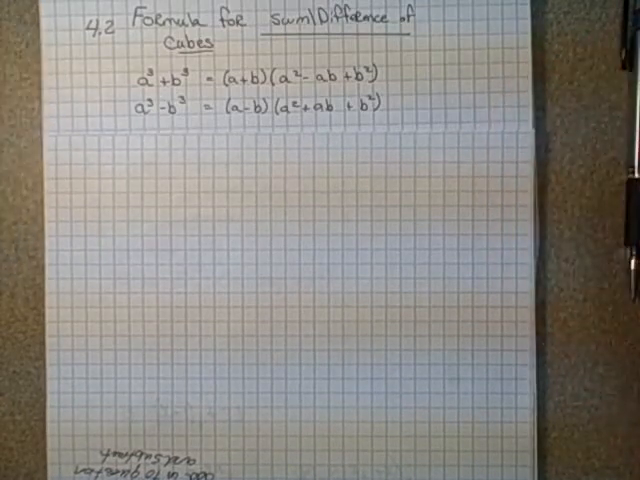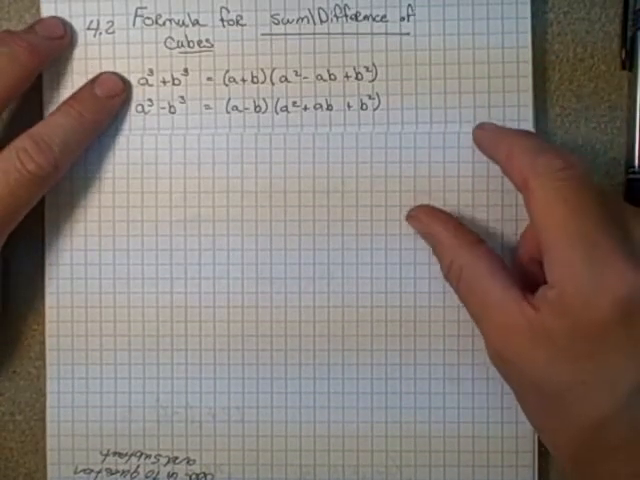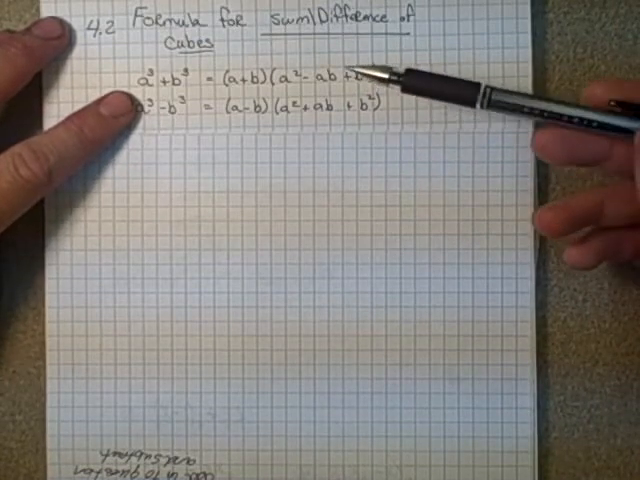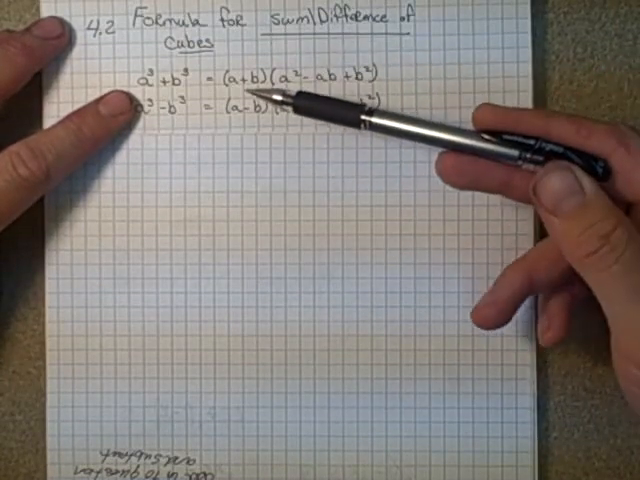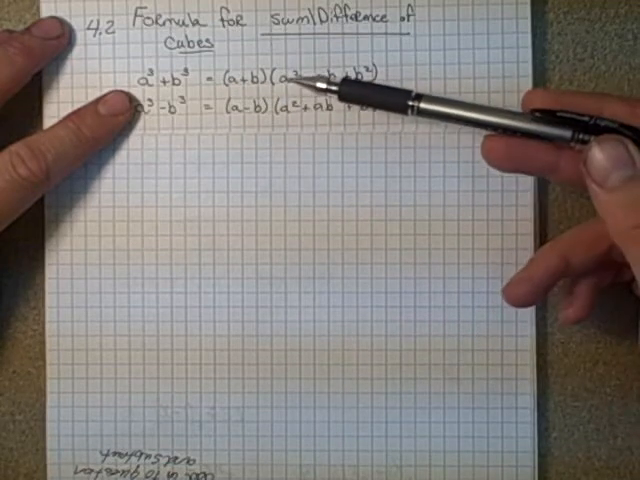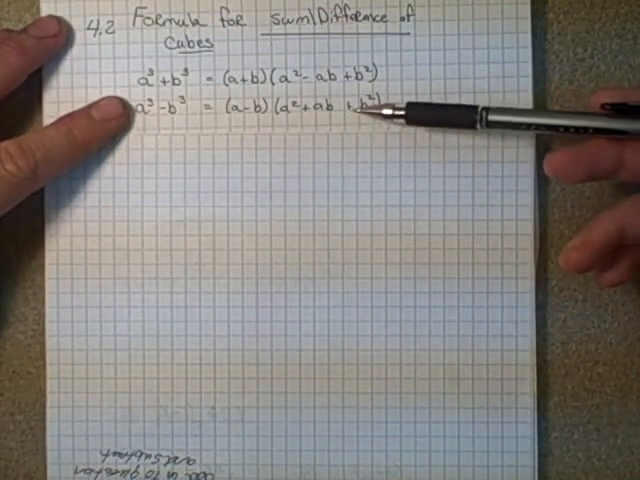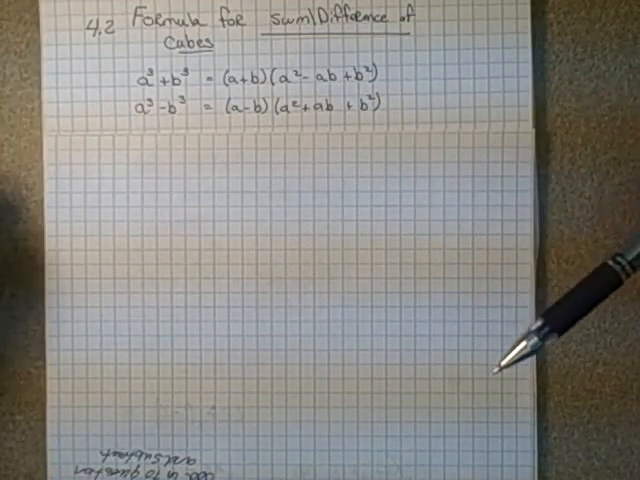So we have two formulas for a sum of cubes and a difference of cubes. There are two specific patterns, I guess is what you could call them. Here we have the first pattern for the sum of cubes and the second pattern for the difference of cubes. That's also found in your textbook on page 117.